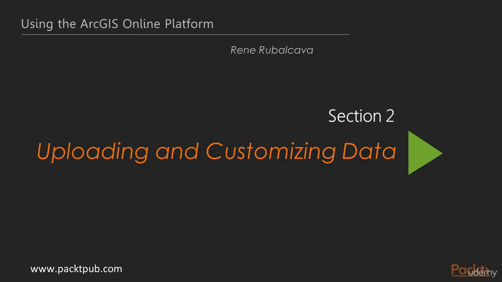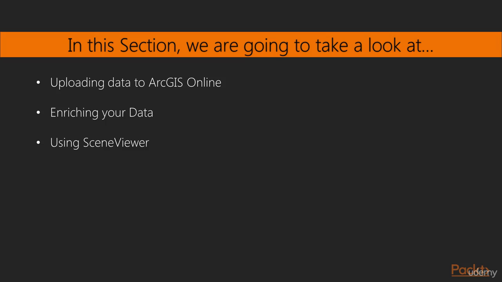Welcome to Section 2, Upload and Customize Data. In this section, we're going to take a look at uploading data to ArcGIS Online and the different types of data that you can upload into the platform and how easy it is to get that data directly into ArcGIS Online. And then once you have your data set in ArcGIS Online, we're going to look at how you can make that data set more valuable by enriching your data by using the platform.